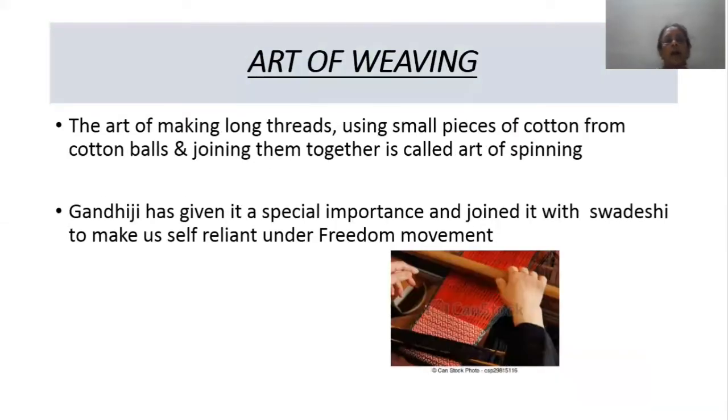The next one is the art of weaving. The art of making long threads by using small pieces of cotton from cotton balls and joining them together is called the art of spinning. So what is meant by the art of spinning? The art of making long threads using small pieces of cotton from cotton balls and joining them together is called spinning. And we all very well know that Gandhiji gave weaving special importance as a cottage industry, and joined it with the Swadeshi movement to make us self-reliant under the banner of the freedom movement. So it has created a new history.